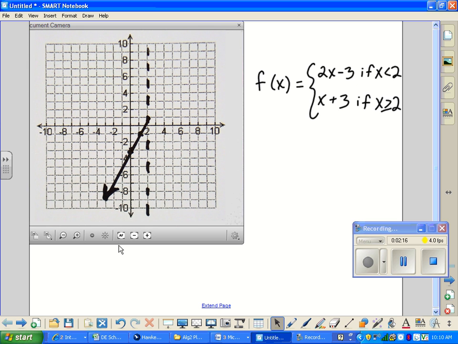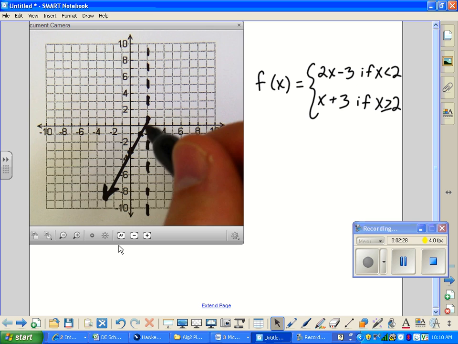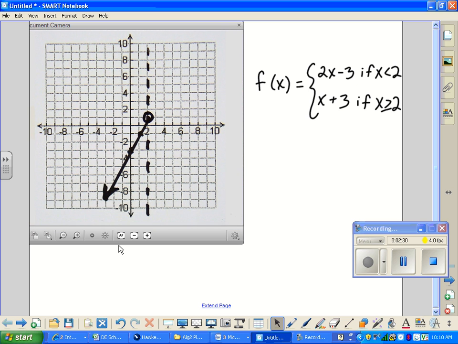All right, so we're going to modify that. It can't be equal to 2, can it? So how can we show that it goes up to 2, but it doesn't touch 2? An open dot. Okay, I think that's what somebody was saying there. I know that's not exactly open, but that's pretty close. So an open dot.